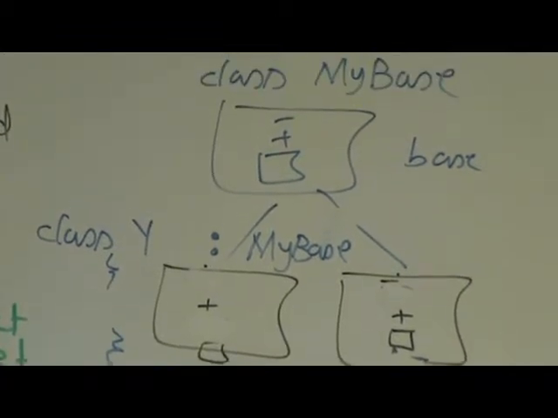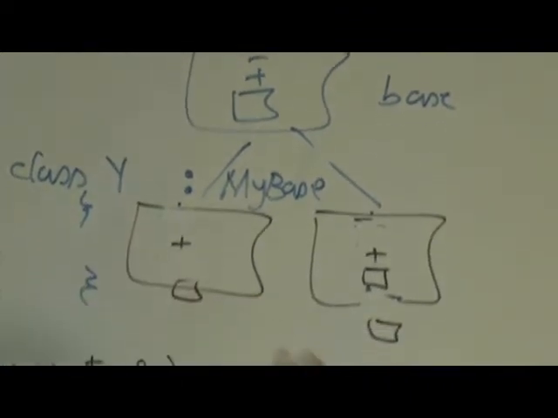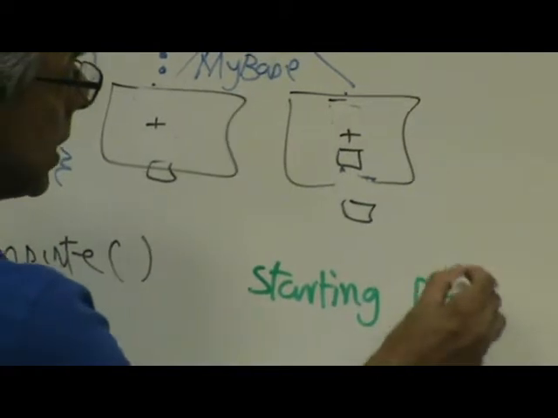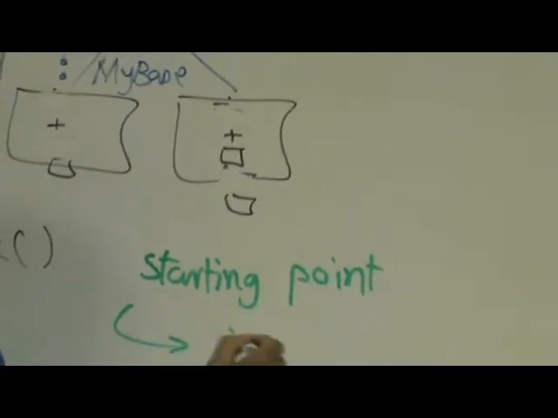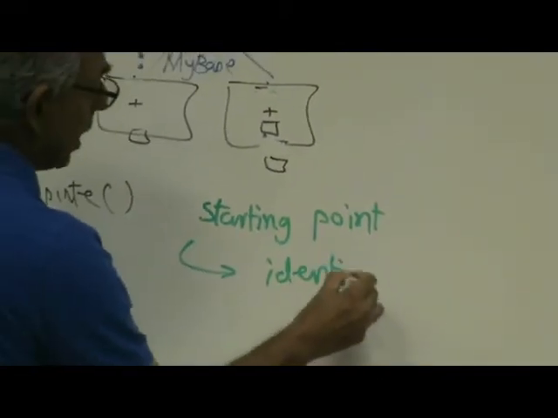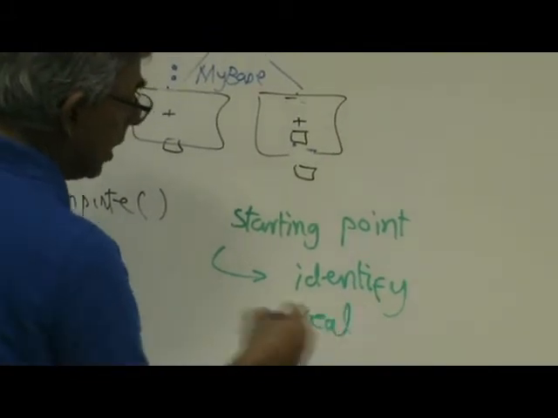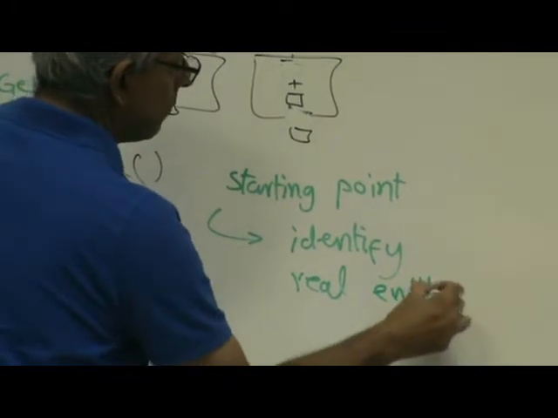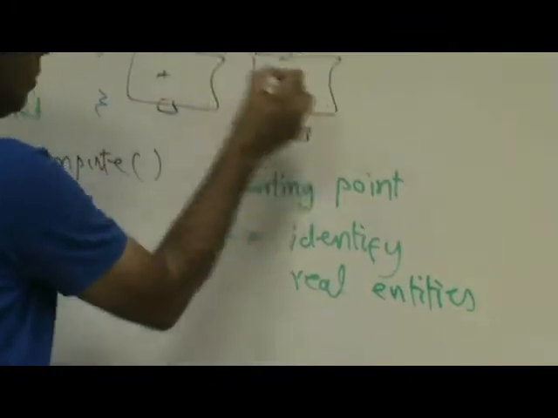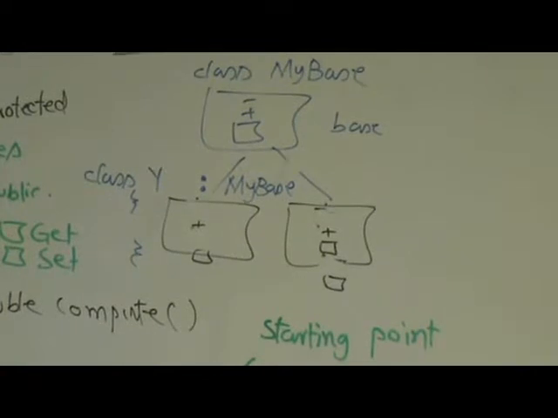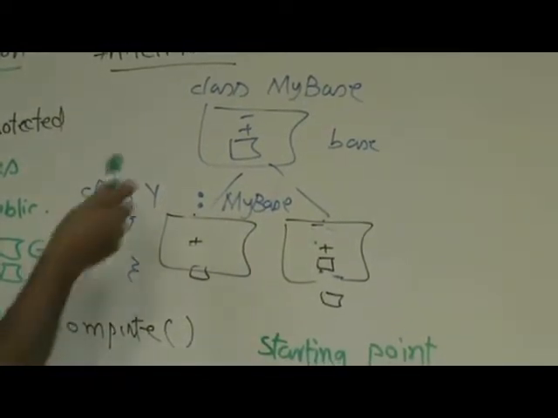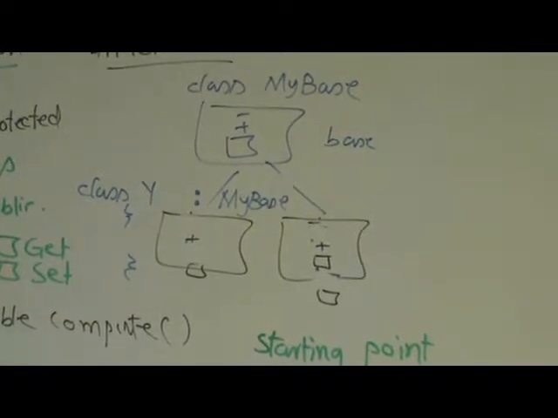Okay, so what's our starting point? Our starting point when we are writing many classes is to identify the real entities that we need to model in our software and create a class for those. As you start to create more classes, you yourself will discover what should be a proper base class. Okay. Anyway, as we went to inheritance, we needed a few more keywords.